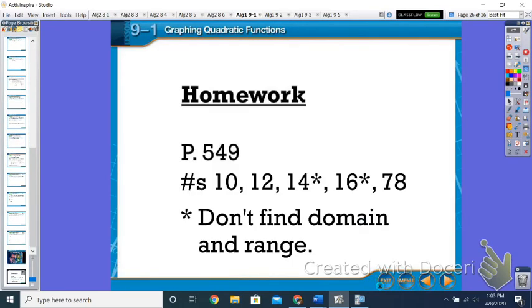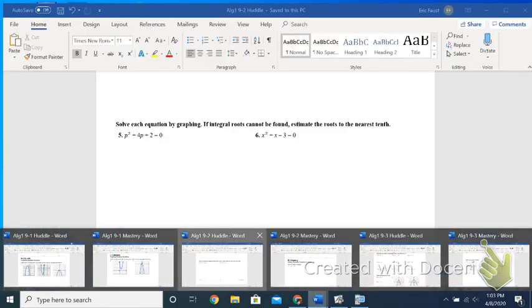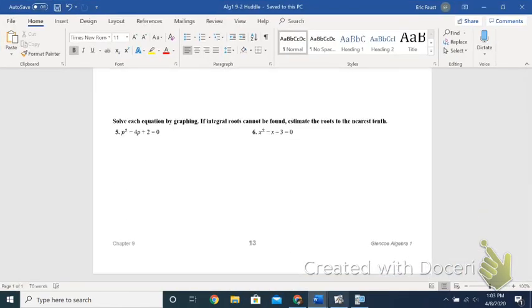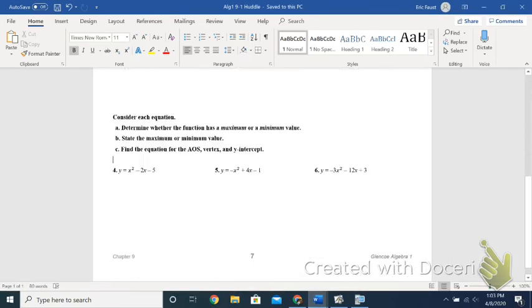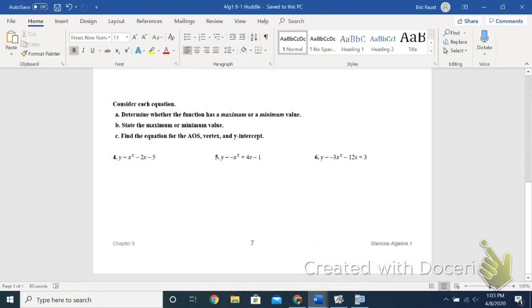All right, homework assignment is there, as I have there, using asterisks. Don't find the domain and range on those. That's not something that we talked about today. Okay, I don't want you to do that. If we jump to the huddle, whoops, wrong huddle, 9-1 huddle. Those bottom 3 now you should be able to do. Pause the video, work on those, and then unpause and I'll share the answers.